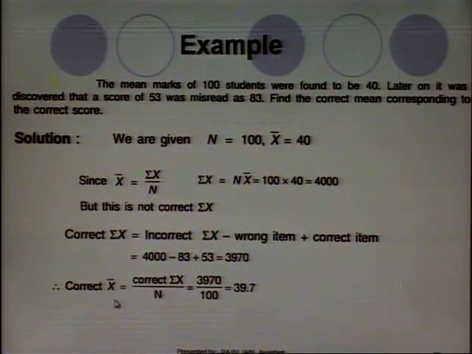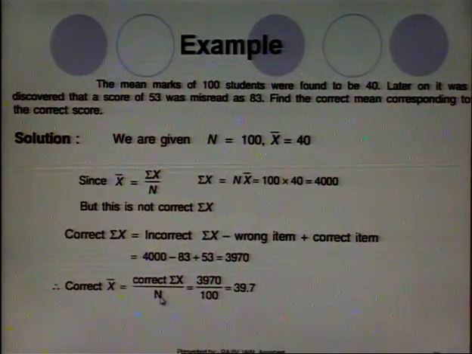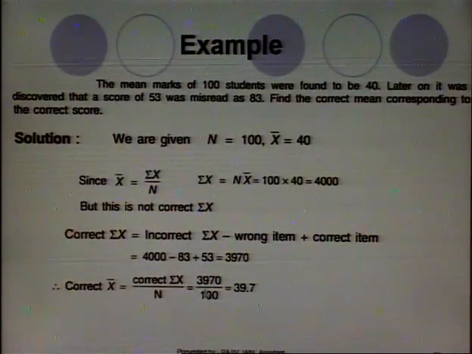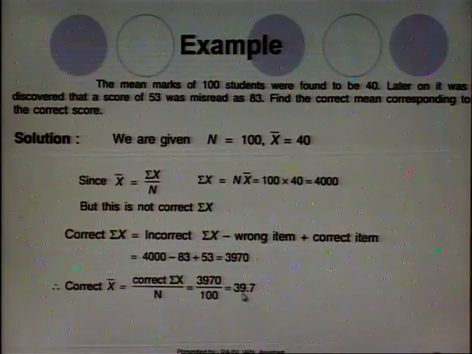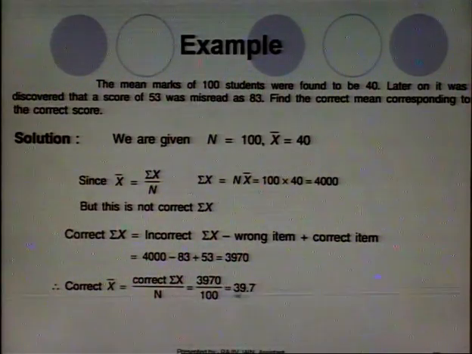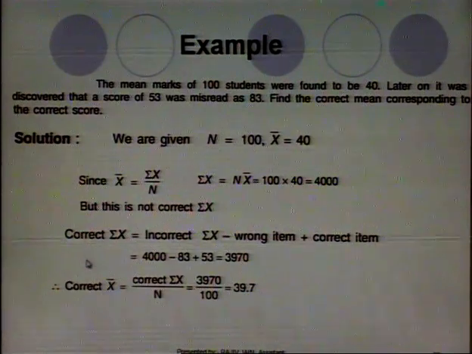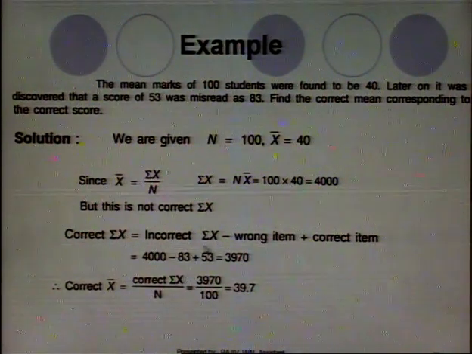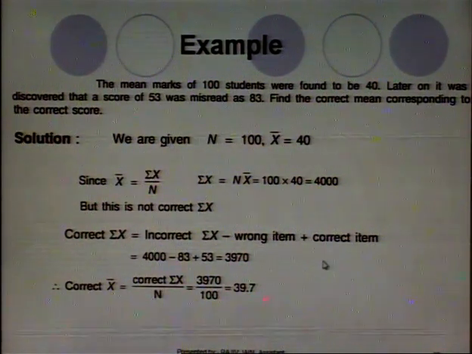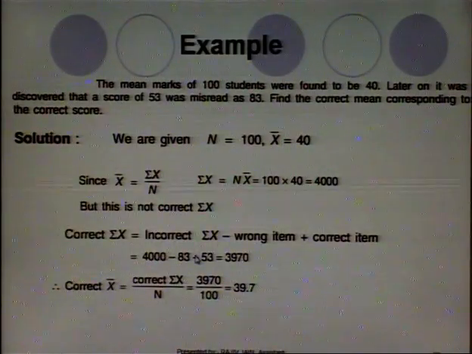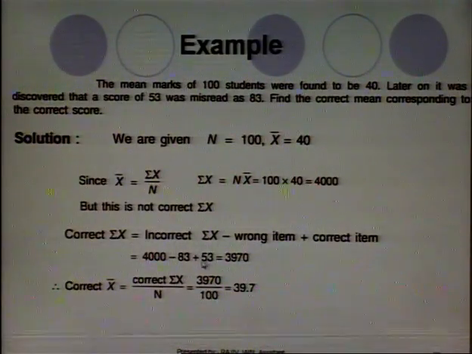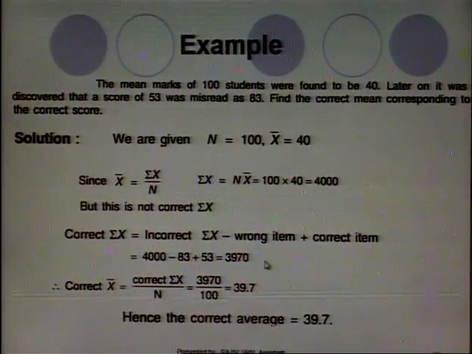Corrected x bar will be corrected summation x upon n, which is 3970 divided by 100. That is 39.7. Simply the formula we have to remember is corrected summation x equals incorrect summation x minus wrong item plus corrected item. The misread item was 83, this is the wrong item, minus 83, and 53 was the correct item, so plus 53. So this is the answer.